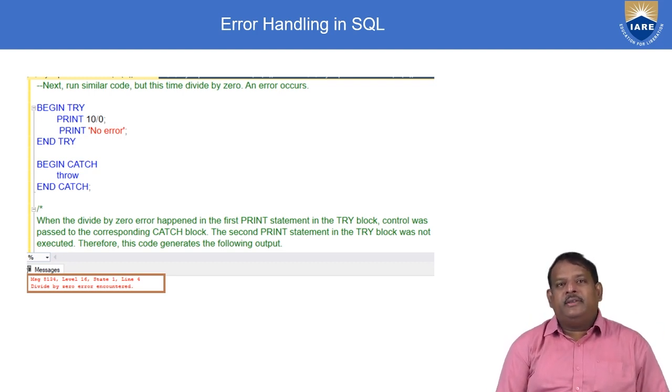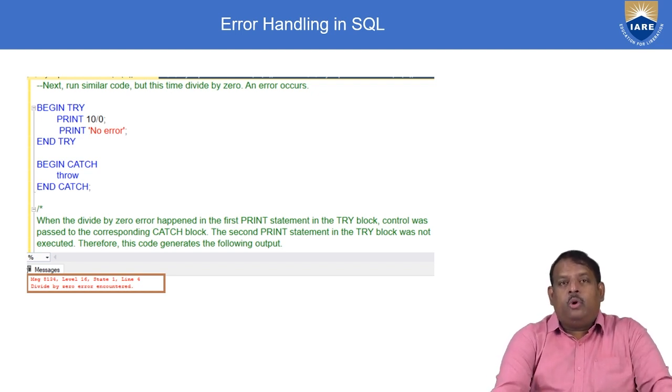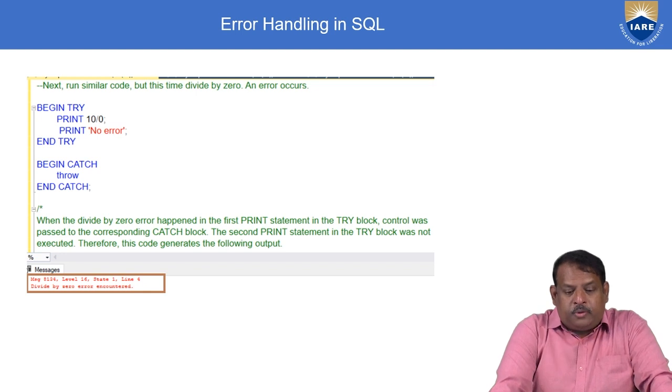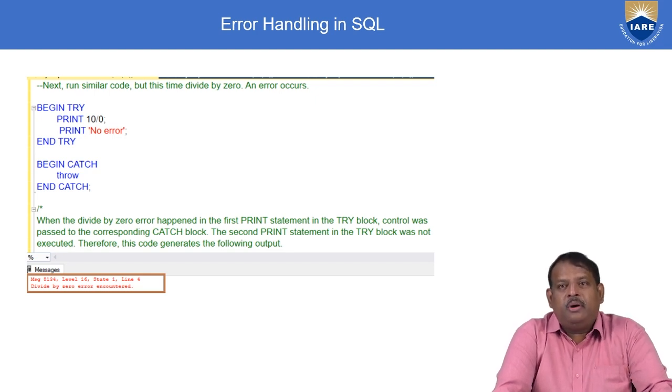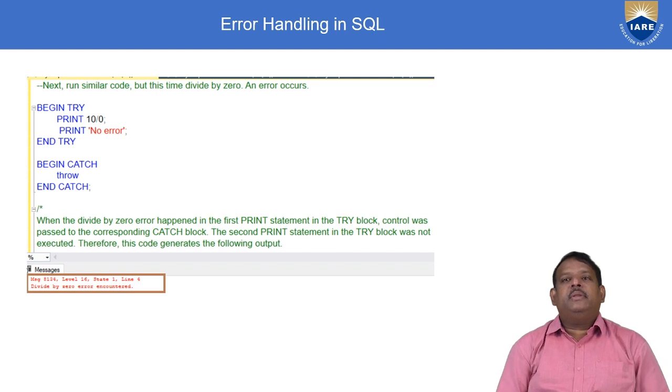So when you go to the catch block, you are not handling it, you are throwing it. Say throw. When the divide by 0 happened in the first print statement in the try block, control was passed to the corresponding catch block. The second print statement in the try block was not executed. Therefore, the code generated the following output.